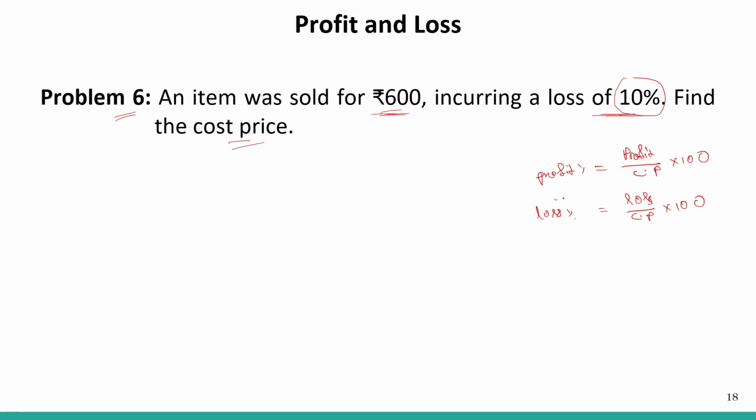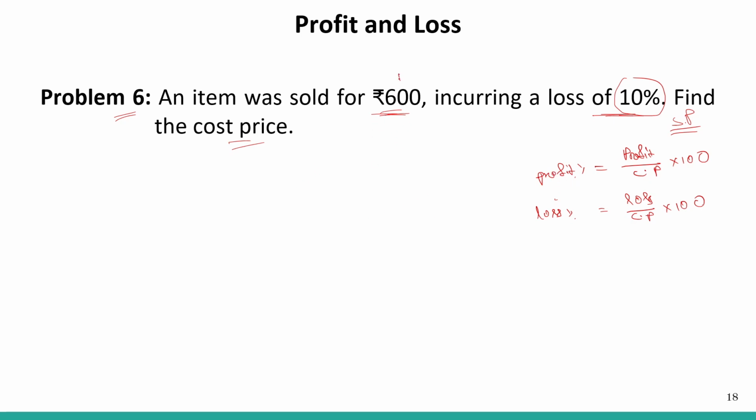If loss percentage is given and loss is given, then you need to calculate the CP. If profit percentage is given and profit is given, you need to calculate the CP. Or if profit percentage and CP is given, you need to calculate the profit. And if you can calculate the profit, you can also calculate the SP. So if you are given any two of these three, you can calculate the other, either the SP or profit percentage or CP. So let's go forward and see how we can do it.